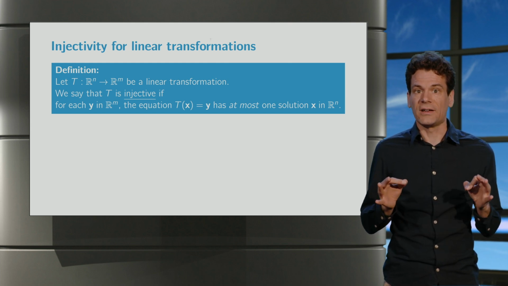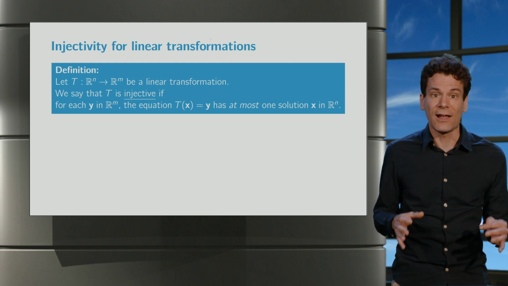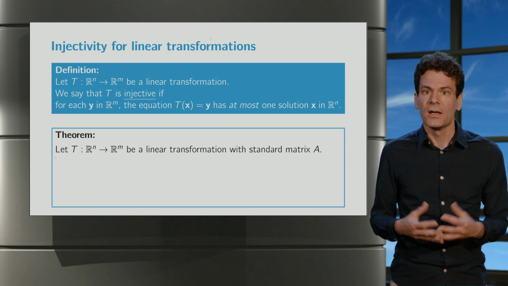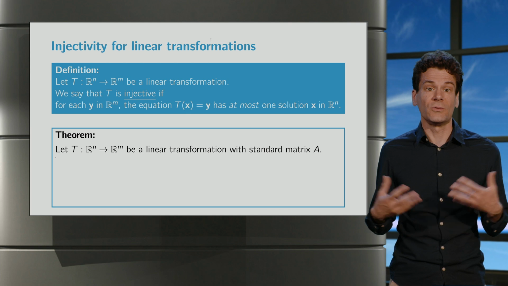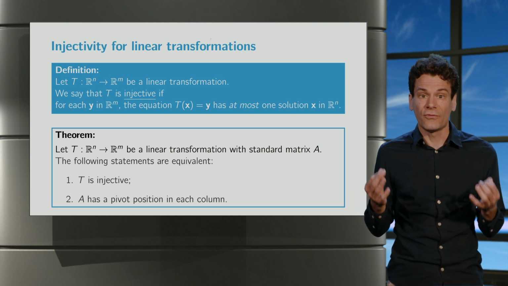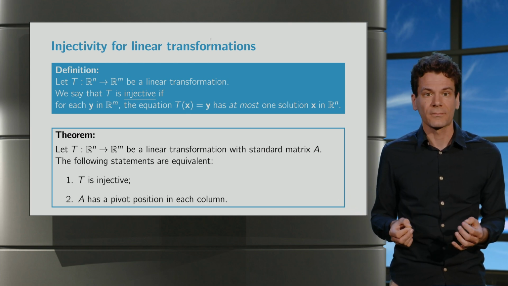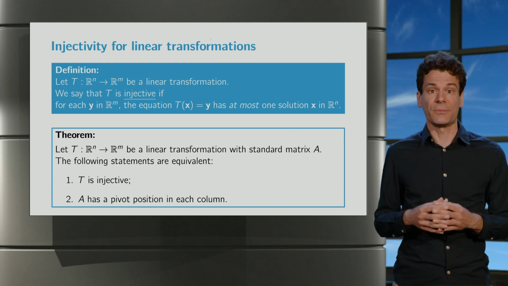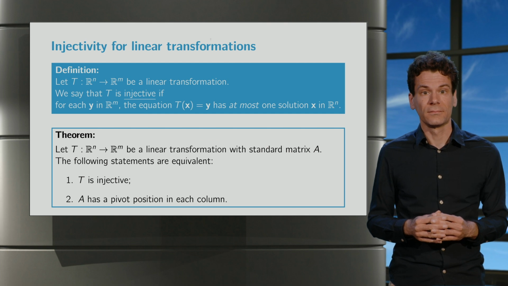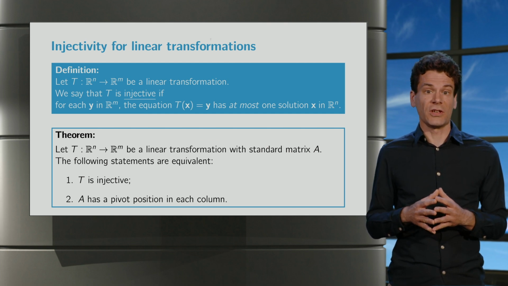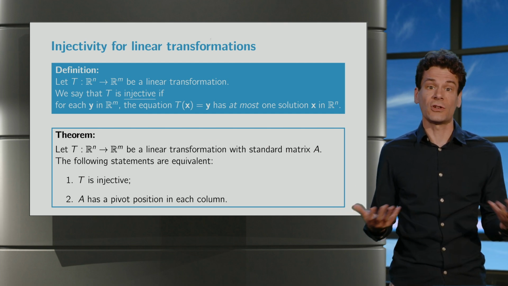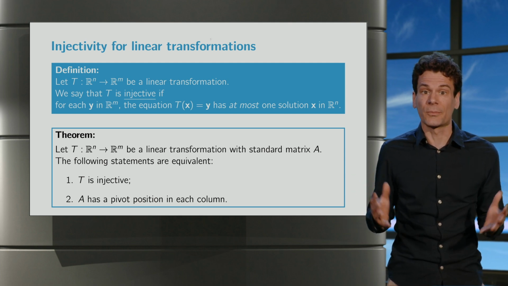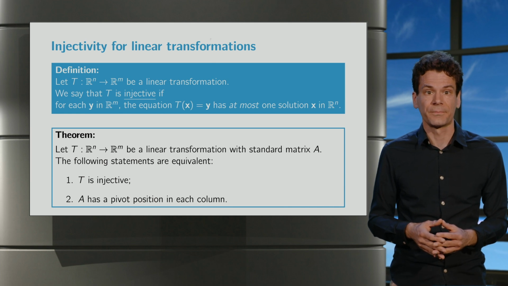What is special about linear transformations is that we can tell whether it is injective or not from the properties of the standard matrix. Suppose T is a linear transformation with standard matrix A, then the following statements are equivalent. T is injective and A has a pivot position in each column. We know how to find pivot positions. Row reduce the matrix to echelon form. It is very special for linear transformations that there is a general procedure to determine injectivity.